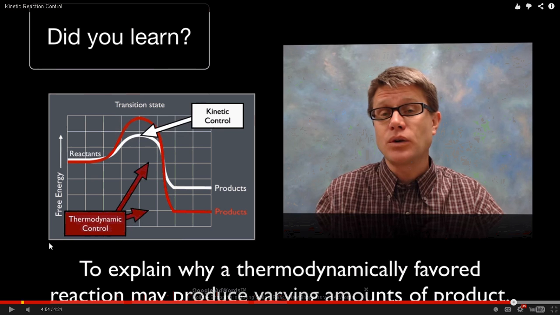So this kinetic control, thermodynamic control theory is going to help explain why a thermodynamically favored reaction may produce varying amounts of products. So even though it is still favored, it's definitely spontaneous, at different temperatures you're going to make 10% of product A and 90% of product B, or at a different temperature, you might make 90% of product A and 10% of product B.